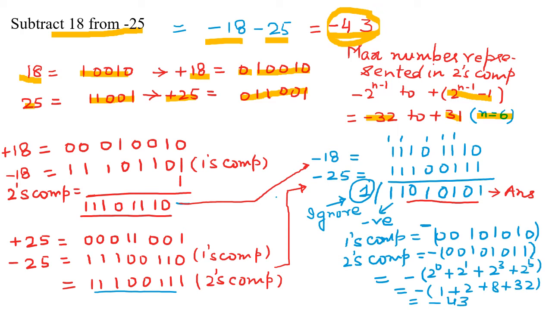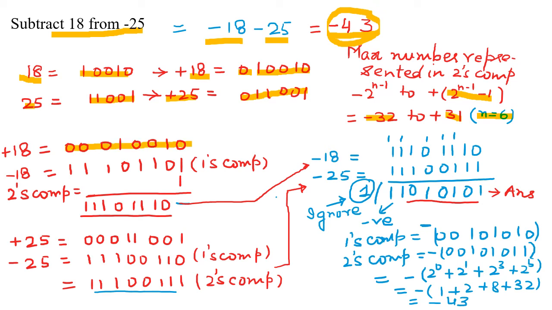You can add extra bits, but if there are fewer bits and the magnitude exceeds the capacity, then the answer will come out wrong. So I am converting both the numbers to 8-bit 2's complement form.